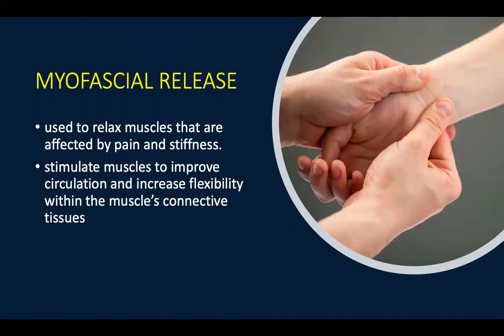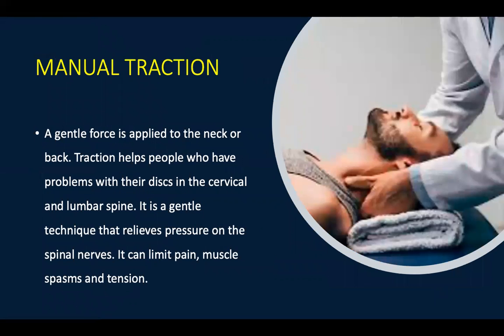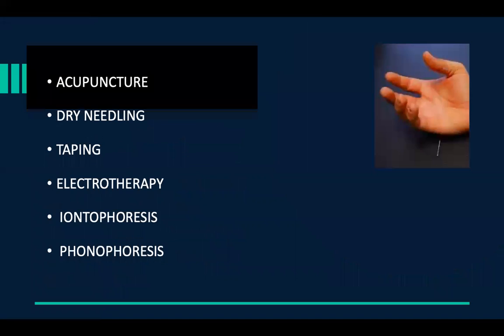It also helps to evacuate the pain triggering metabolites. Myofascial release is a technique used to relax muscles that are affected by pain and stiffness. It stimulates the muscles to improve the circulation and increase flexibility within the muscle's connective tissue. It is commonly used for carpal tunnel syndrome and the like. Manual traction is used mainly for lumbar or cervical disc problems. Gentle traction is applied.